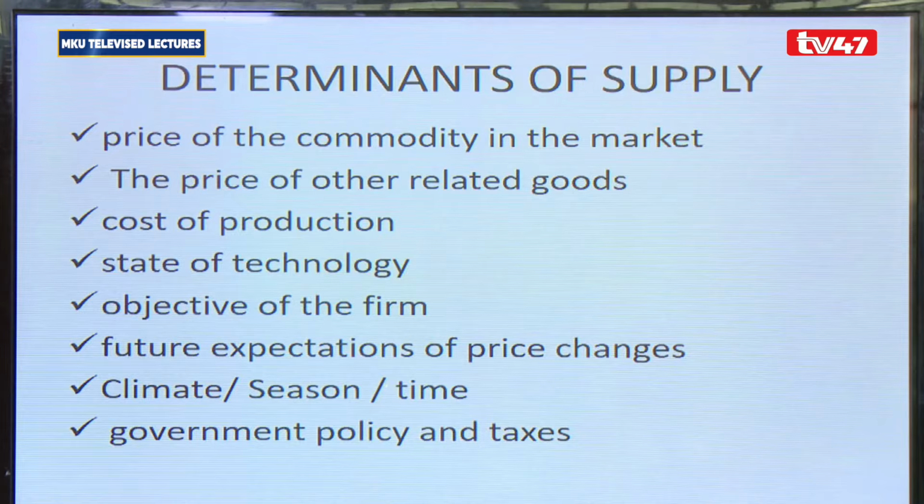Then the next one is the cost of production. What will make a supplier willing and able to supply and sell a certain product X? Is he able to cover his cost of production? If he cannot cover the cost of production through the selling price, then he will not be willing to do that because it will be useless for him. Another factor that influences supply is the state of technology. When the level or the status of technology increases in a country, they are able to supply more using fewer resources. And therefore, that will make the supply increase. And the opposite is also true.